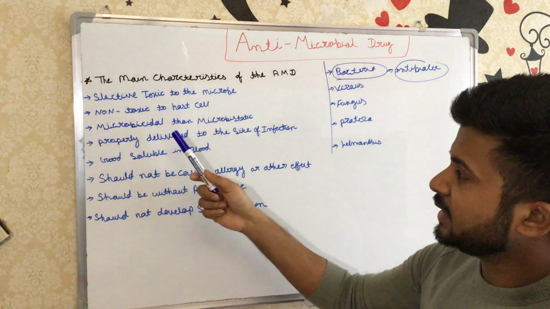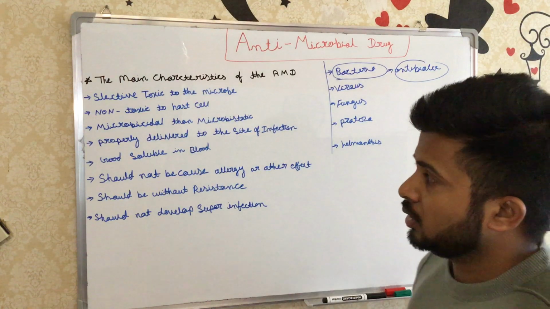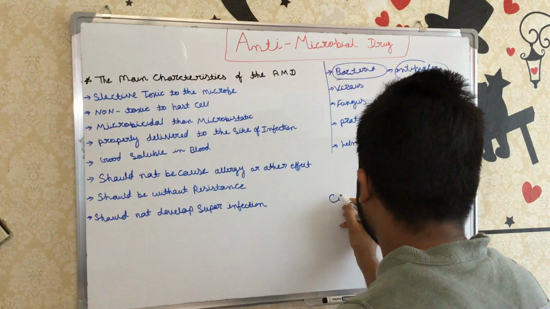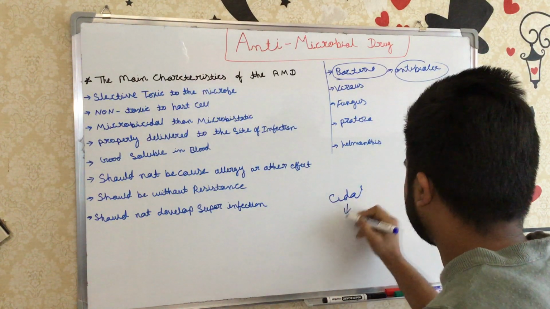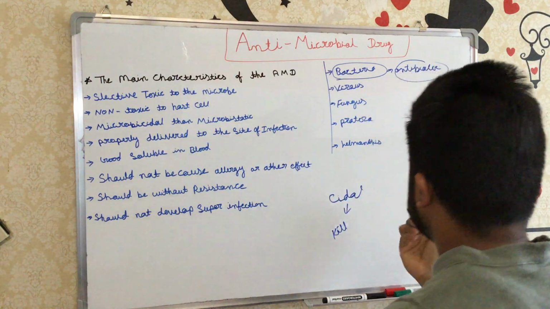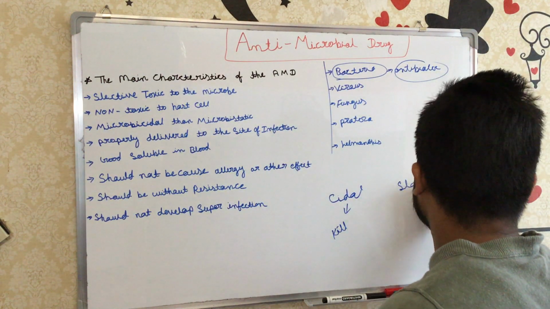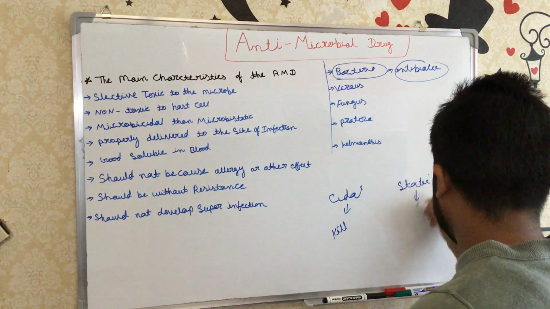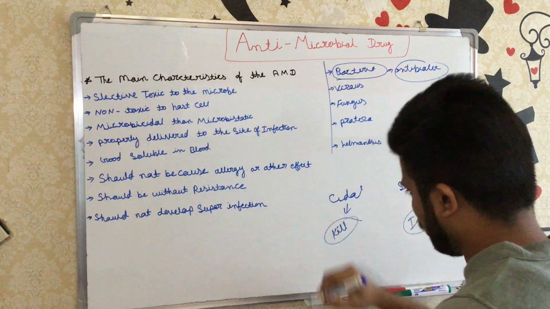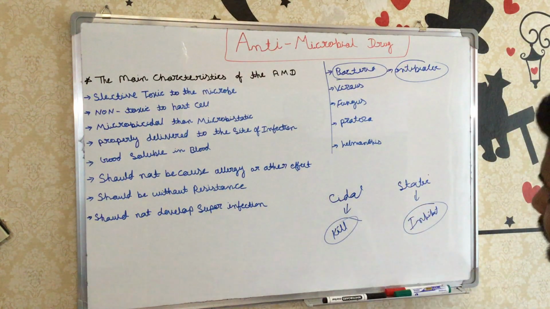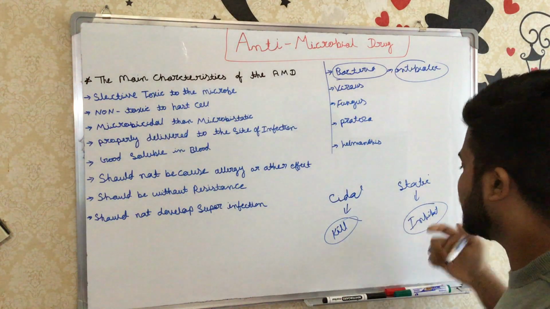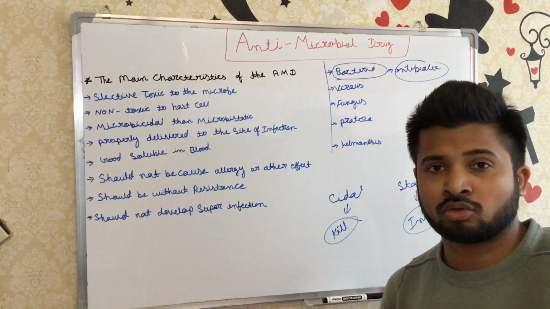Second, it should be microbicidal rather than microbiostatic. What is microbicidal and microbiostatic? Cidal means it kills the microbes, and stasis means it inhibits. If we compare the two, killing is obviously better because we're killing the bacteria, while stasis just inhibits the growth of the bacteria.